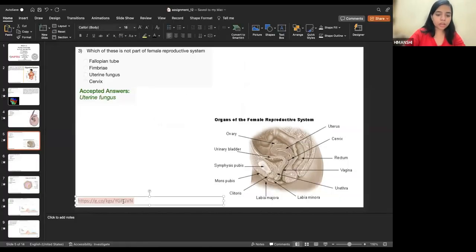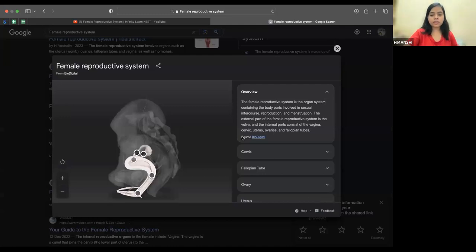Here I have the same link. If you remember, in the initial classes, I showed you some 3D models of the system, right? So I found that also for the female reproductive system. Unfortunately, for the male reproductive system, the link was not opening, so I'm not able to share that. But obviously, you guys can always go and visualize it. Let me share my screen. Okay, here it is. I hope you guys can see it.